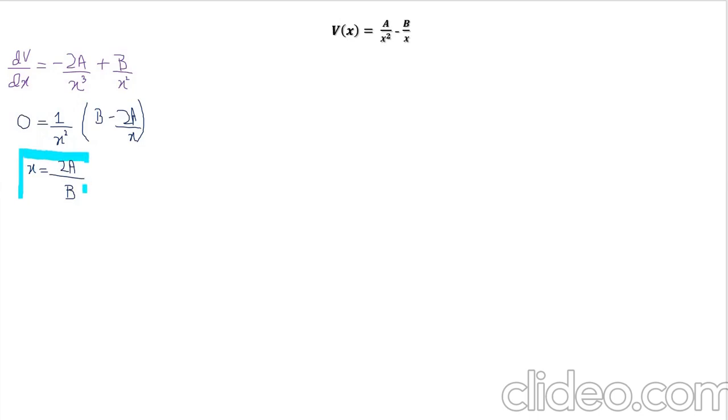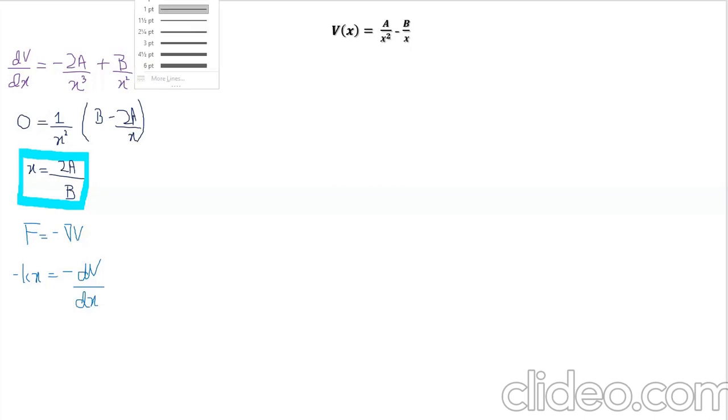Now here we will use the concept of conservative force. We know that the conservative force is F = −∇V. As we know that F = −kx, we can write ∇V as dV/dx. So here the negative sign cancels from both sides, this negative and this negative cancel.